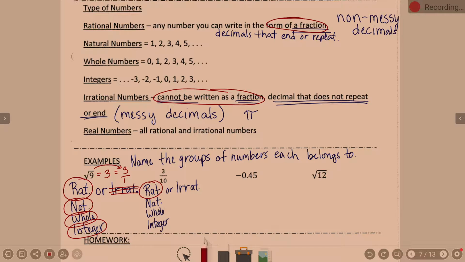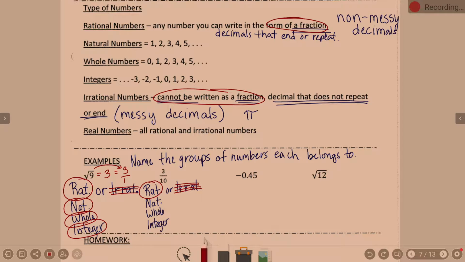So 3/10 is rational because it's a fraction. If it's rational, what's that mean about irrational? It's crossed out. It's not, because it's either one or the other. It can't ever be both.